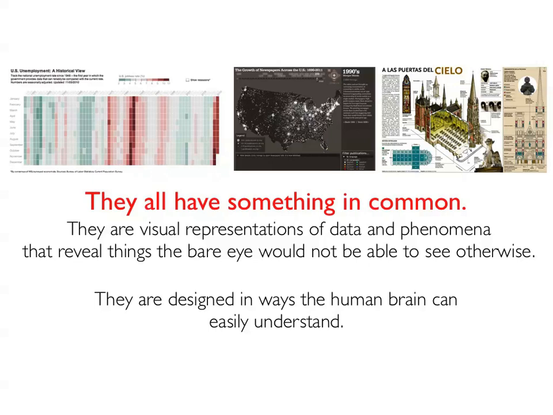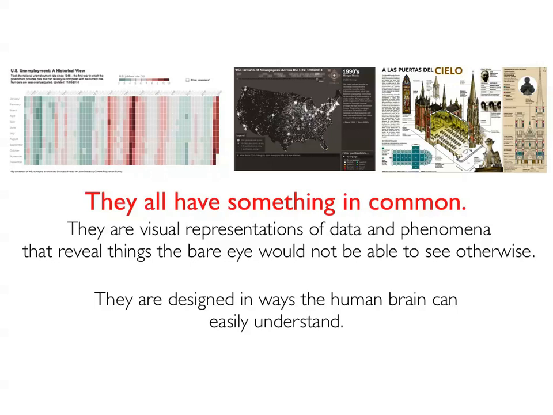The visual forms that are used to encode the data, the layout and the structure of the information, the use of type, the use of color, everything in these 3 examples has been carefully designed to help the viewer understand what the stories are about.